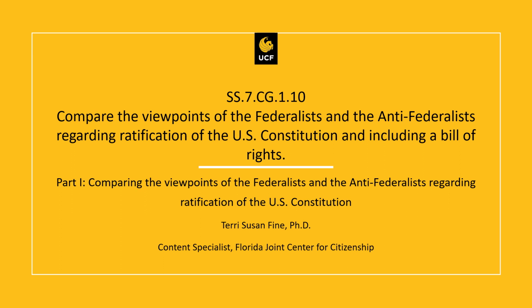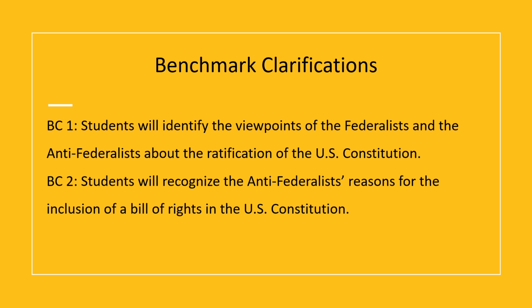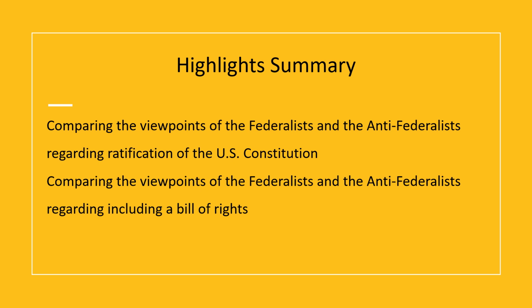Today we focus on benchmark 1.10, in which we will compare the viewpoints of the Federalists and the Anti-Federalists regarding ratification of the U.S. Constitution and including a Bill of Rights. In Part 1, we compare the viewpoints of the Federalists and Anti-Federalists regarding ratification of the Constitution. We'll be focusing on identifying their viewpoints, on both the ratification of the U.S. Constitution as well as the reasons for including a Bill of Rights in the U.S. Constitution. We will also look at the Federalist position on opposing a Bill of Rights.